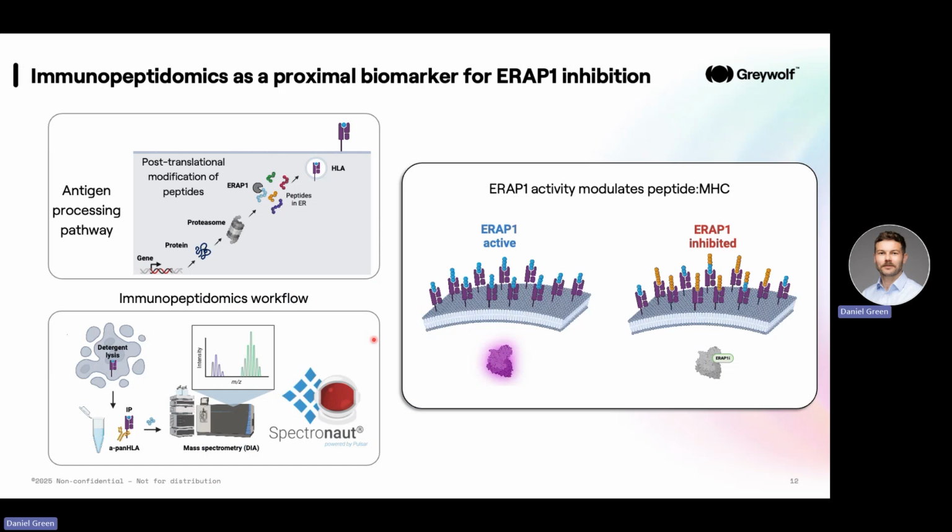So it's perhaps then unsurprising that we make use of immunopeptidomics as a proximal biomarker for both ERAP1 and ERAP2 inhibition. That's really because of where both of these aminopeptidases sit in the antigen processing pathway. This peptide substrate cleavage is a post-translational modification of peptides, which means that we rely on observing these peptides in a mass spectrometer, particularly using an immunopeptidomics workflow. This workflow helps us understand what the antigen repertoire on the cell surface looks like in an ERAP1 active state relative to an ERAP1 inhibited state.